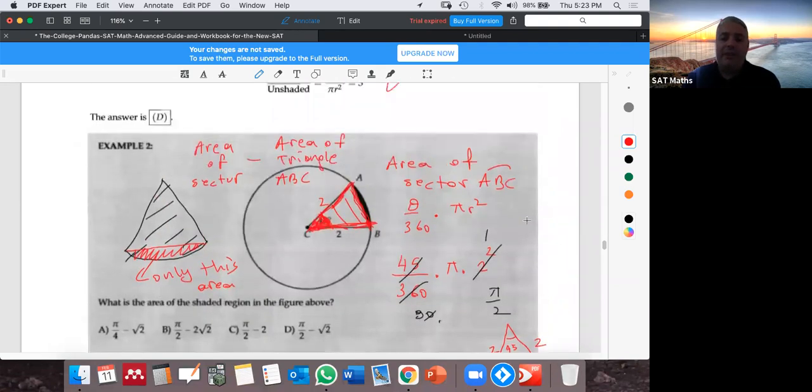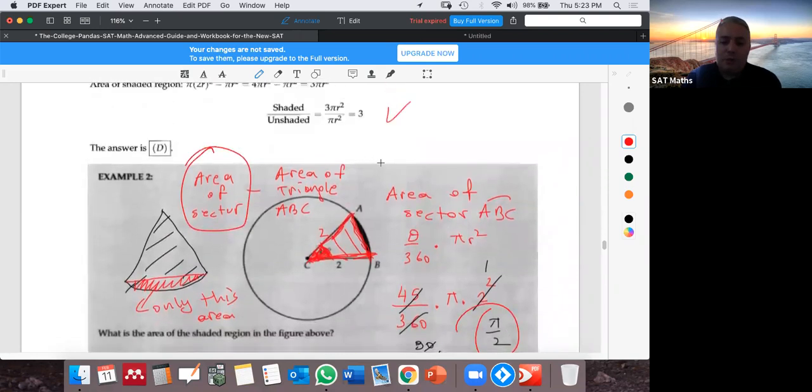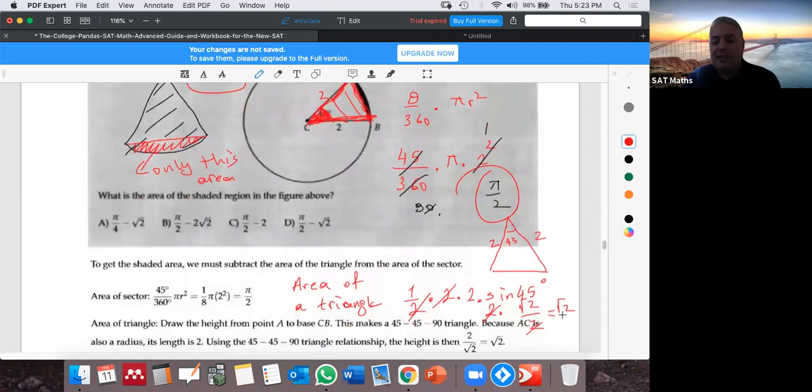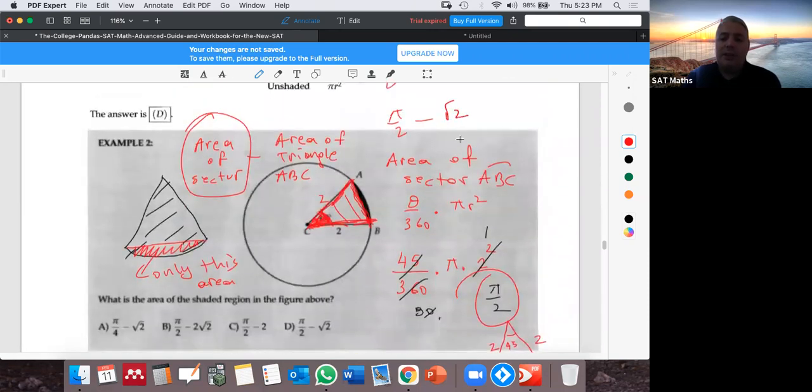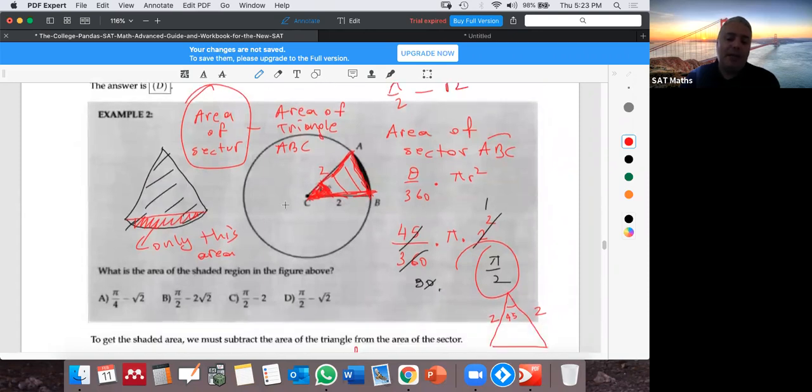And finished. Why finished? The area of the sector we already calculated is pi over 2. Now minus the area of the triangle, which we just said is root 2. The answer to the question is pi over 2 minus root 2. Where is it? Do we have it? Yeah, here. Part D.